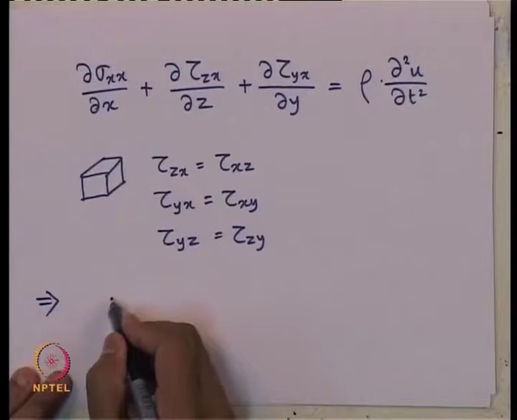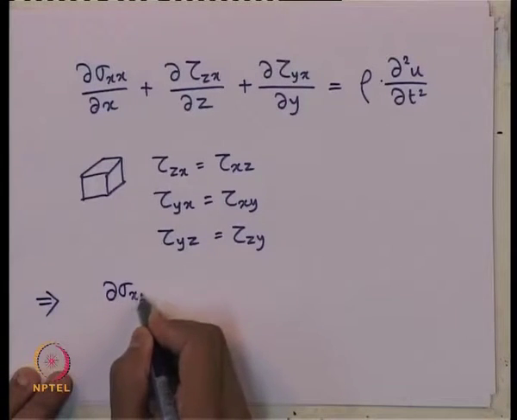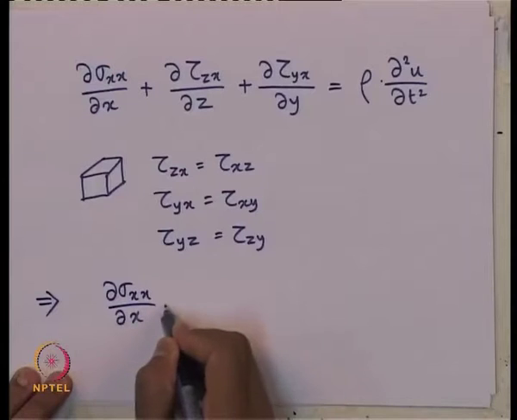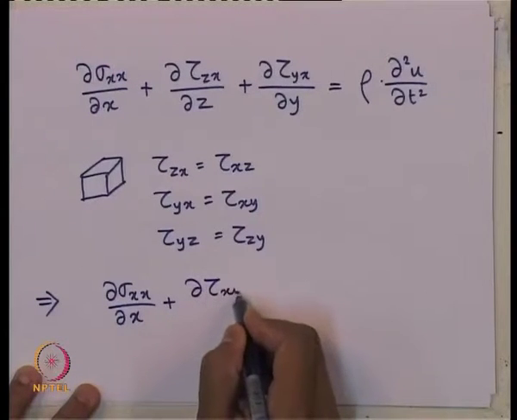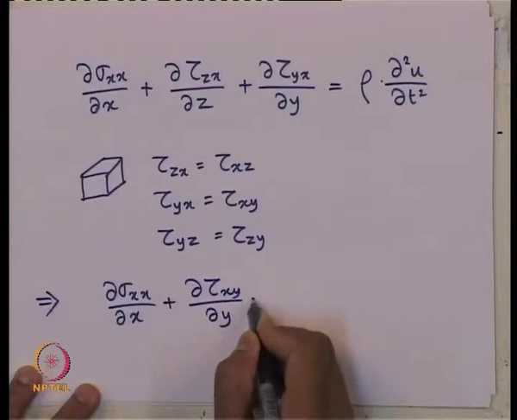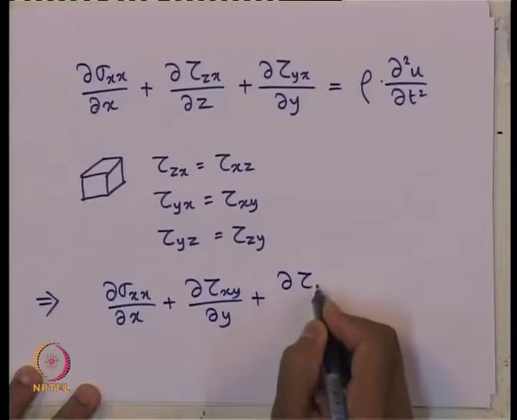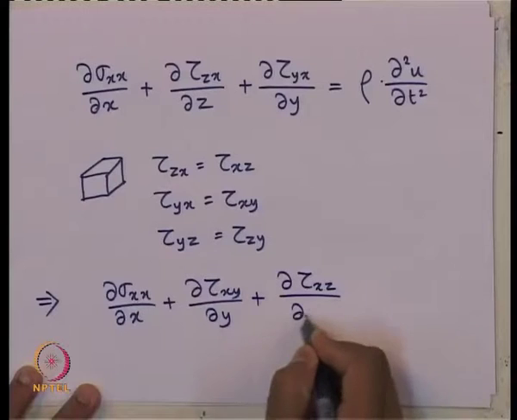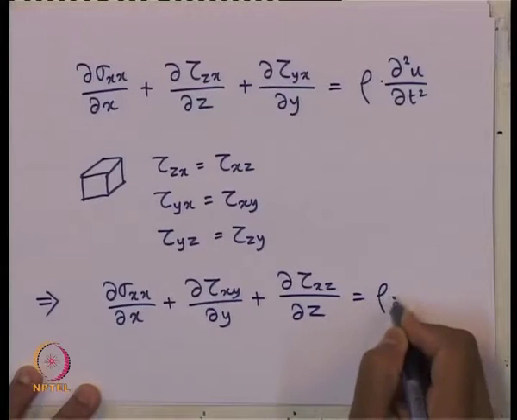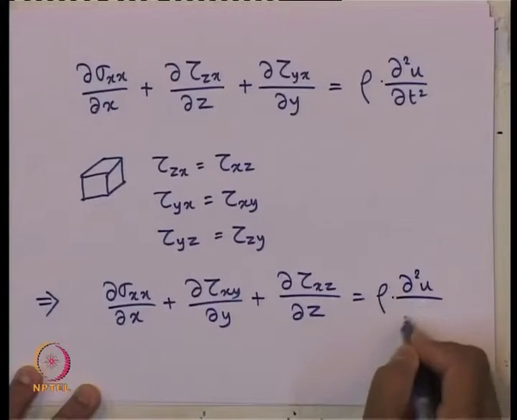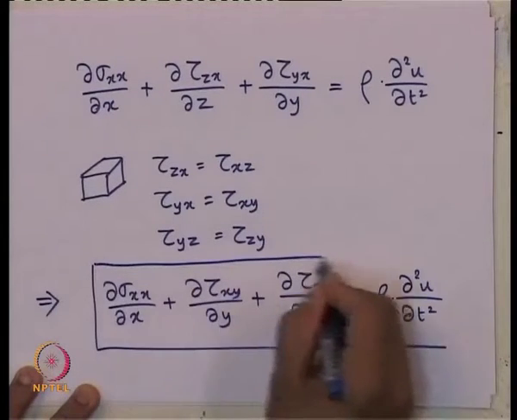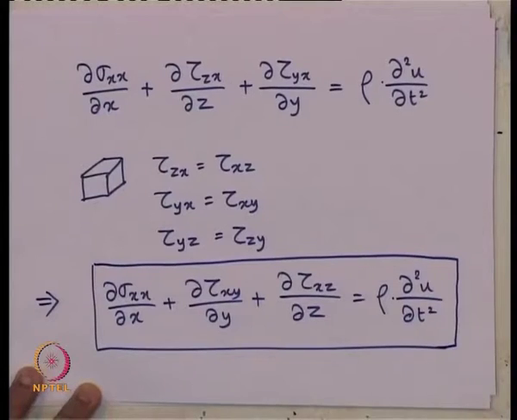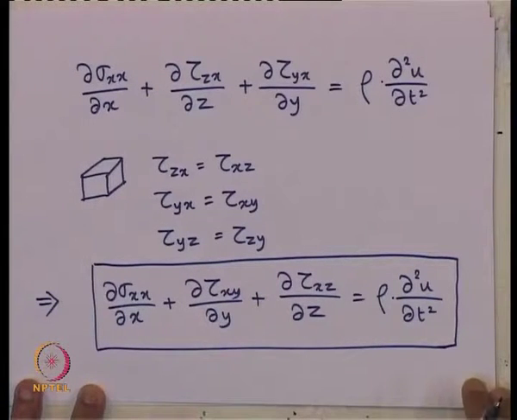So, what we can write then is del sigma xx by del x plus del tau xy by del y plus del tau xz by del z equals rho del 2 u by del t square. This is the governing equation of motion in x direction.